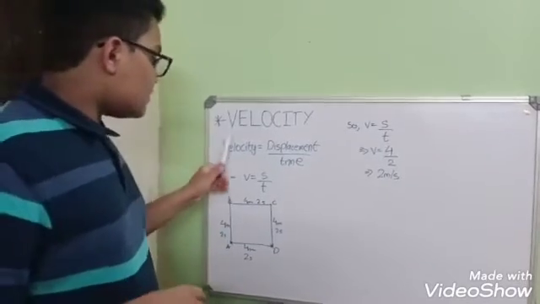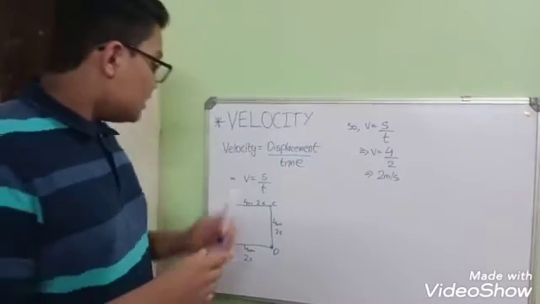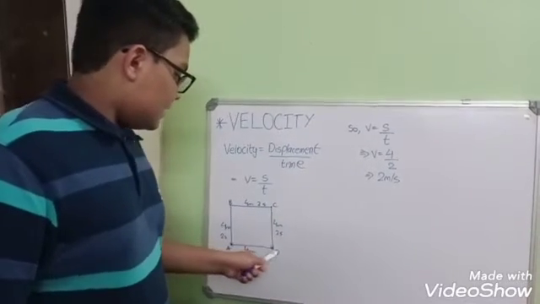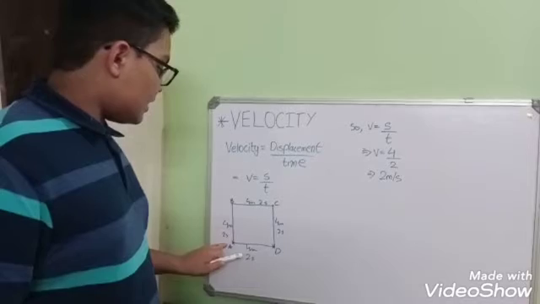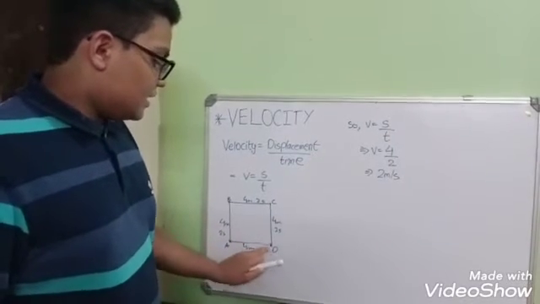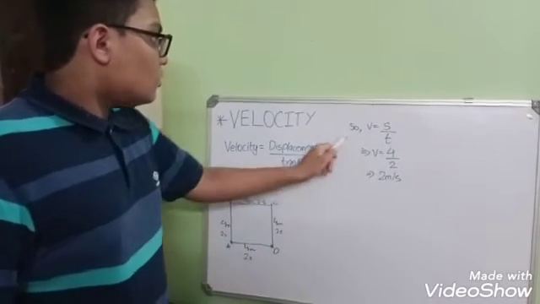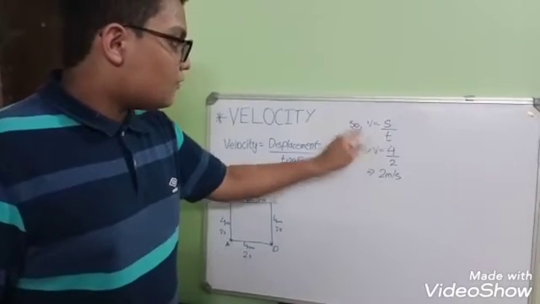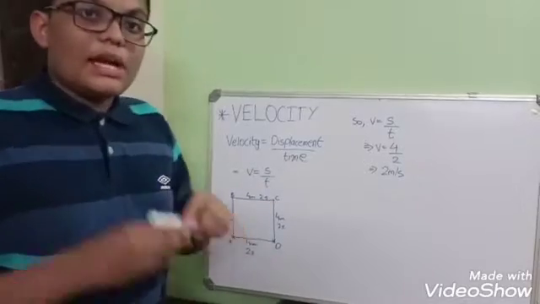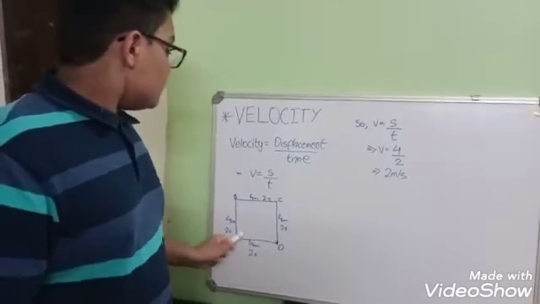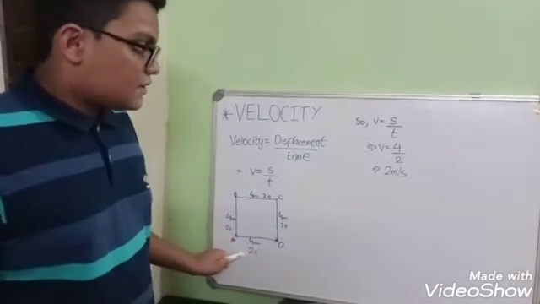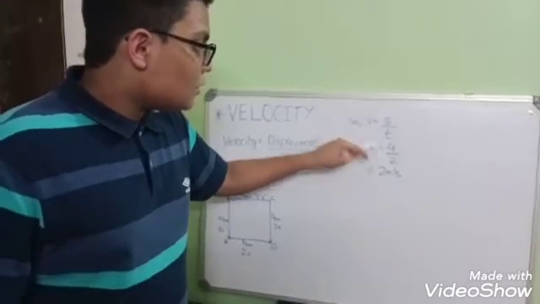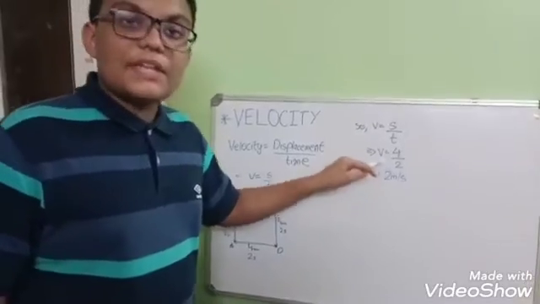As we know, the velocity is equal to displacement divided by time. The displacement of this is AD, as the shortest distance between A and D is AD, that is 4 meter. So as v is equal to s by t, the displacement is 4 and the time taken to cover the 4 meter is 2 seconds. So velocity will be 4 divided by 2, that is 2 meter per second.